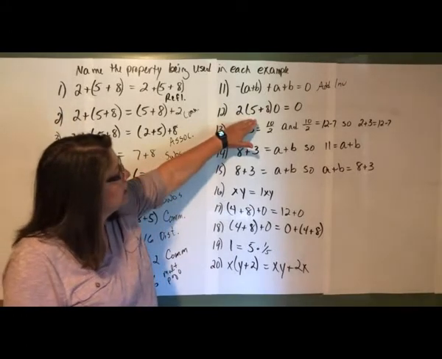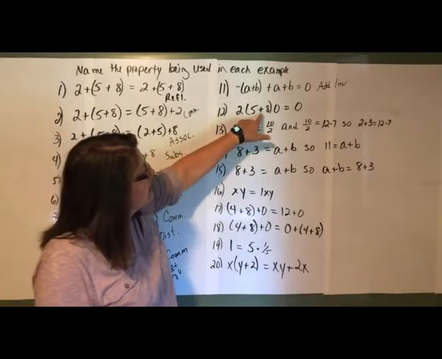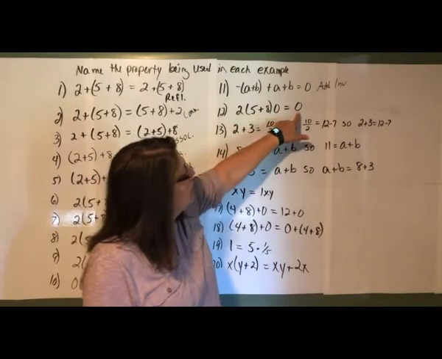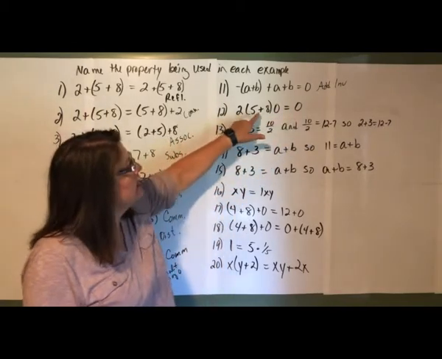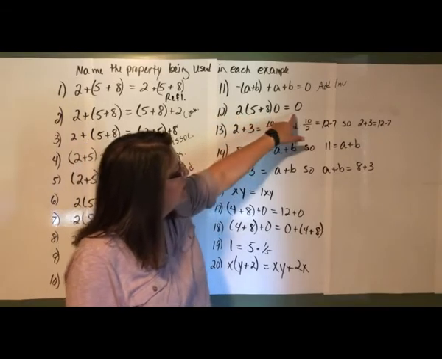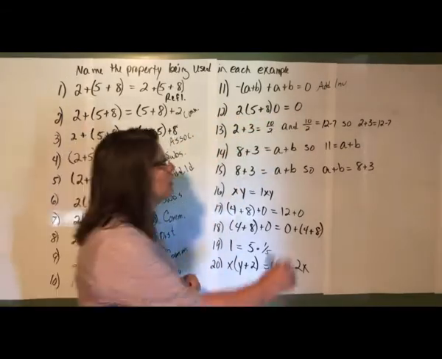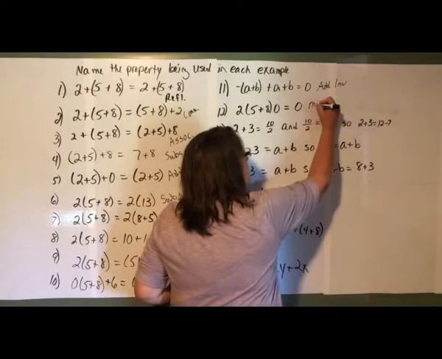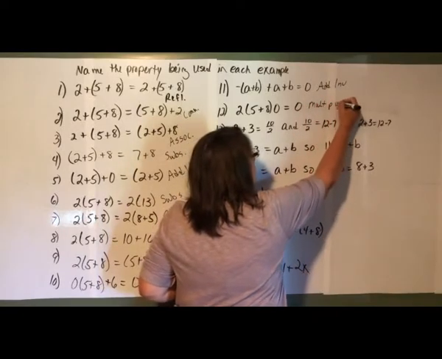For this one, we've got 2 times (5 plus 8) times 0 equals 0. We have 3 things multiplied by each other, and one of those things is 0. So anything times 0 is 0. That's the multiplicative property of 0 again.